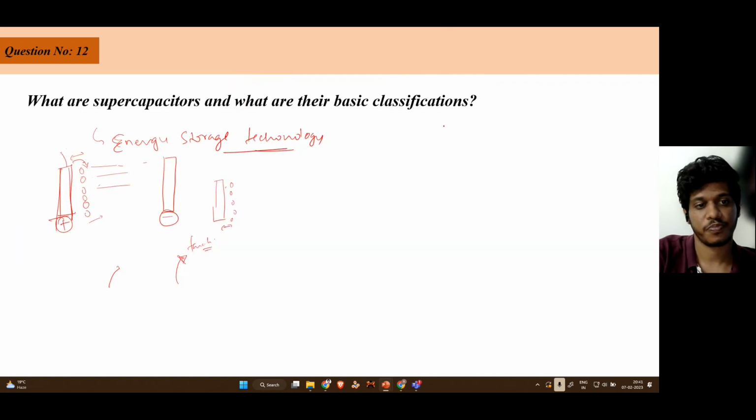Now, what are supercapacitors and what are basic capacitors? I've already explained what a supercapacitor is. A supercapacitor is a kind of storage technology.